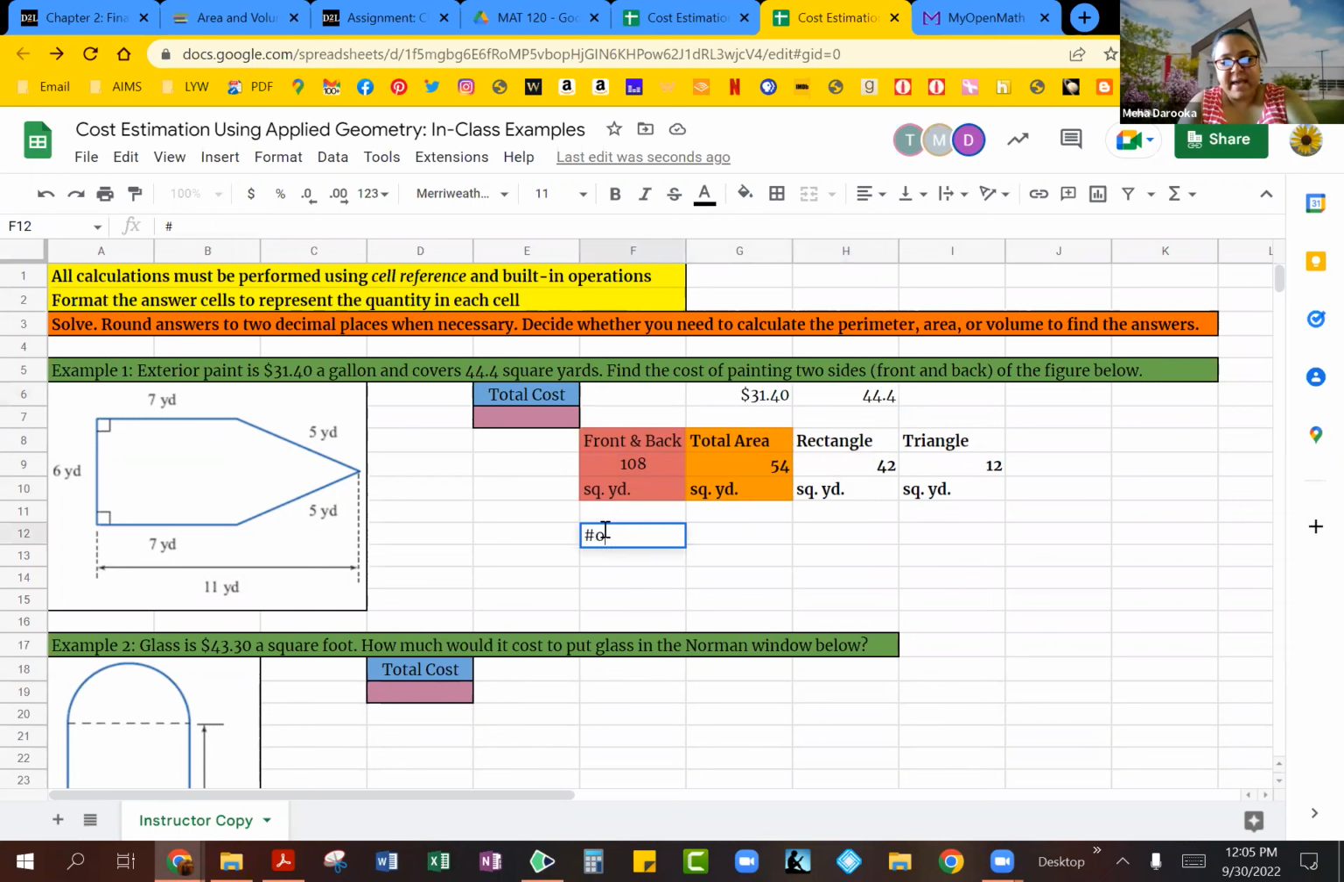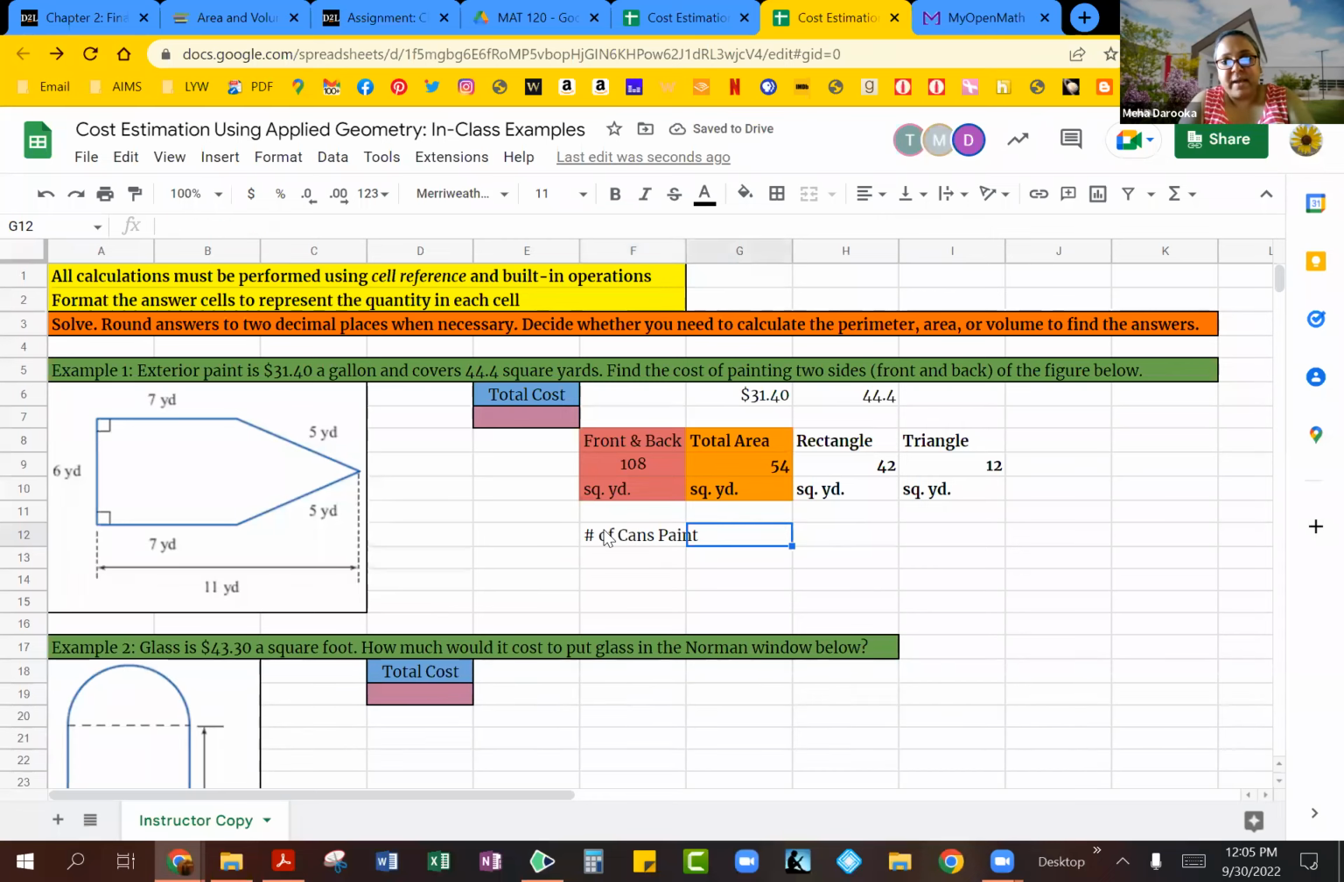So for your number of cans of paint, we're basically going to have 108 divided by your 44.4. Very nice. But obviously, since you are getting a decimal answer, Terry, like you had in your answer, we obviously cannot buy 2.4 gallons of paint, right? If each can is 1 gallon, then we are going to have to buy 3 cans so that we can get 2 gallons plus a little bit more.